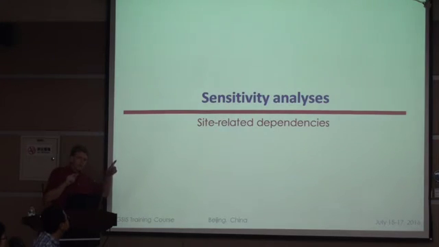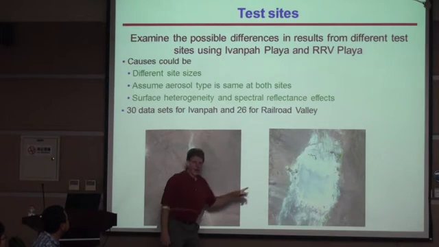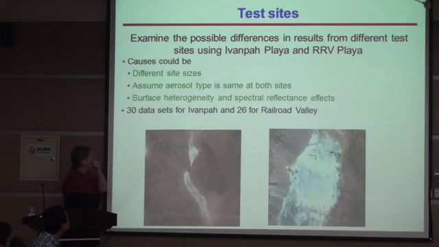So kind of related to that discussion are now site-related dependencies. So that was site and atmosphere. That's where the adjacency effect comes in. This is really two sites, different sizes, different kinds of characteristics. What might be the differences between them?